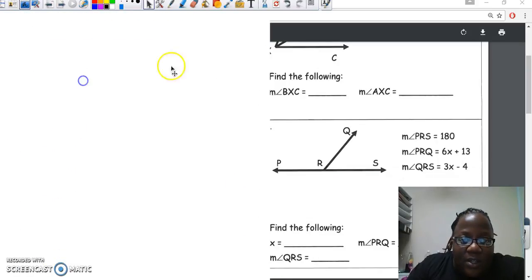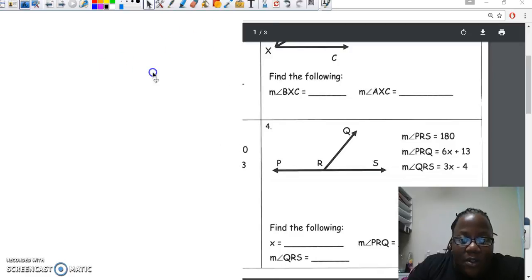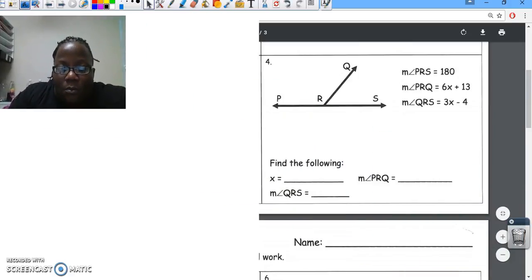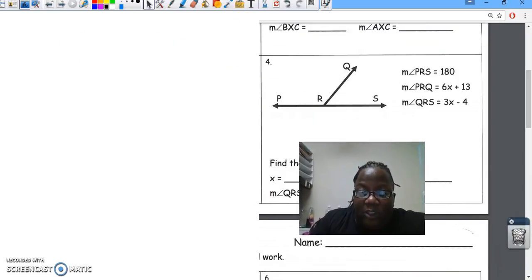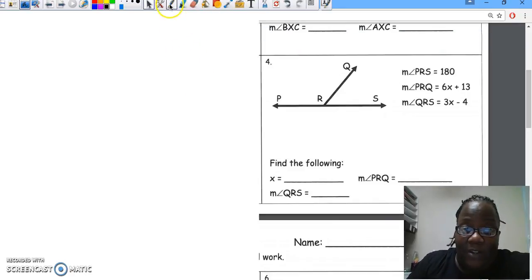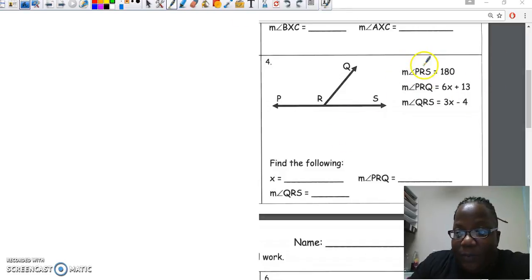Number 4. I can actually just go ahead and start number 4. All right. Okay, so what I'm going to do here is get you started with number 4, and then you are going to find a final answer for it. All right, so let's see what I got. I have PRS, that's the line, as you can see is 180, right?